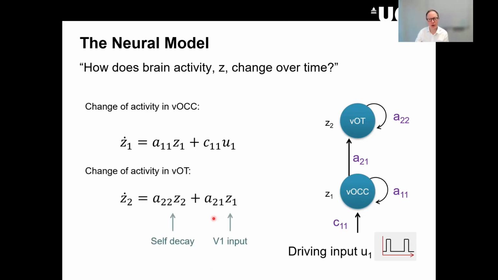We now introduce a second equation to represent VOT. The rate of change in VOT, that's Z2, is equal to a self-decay term plus the level of activity in primary visual cortex multiplied by the connection strength from region 1 to region 2. So the relevance, if you like, of occipital cortex is now weighted by the strength of this connection. And that's quite a simple equation.